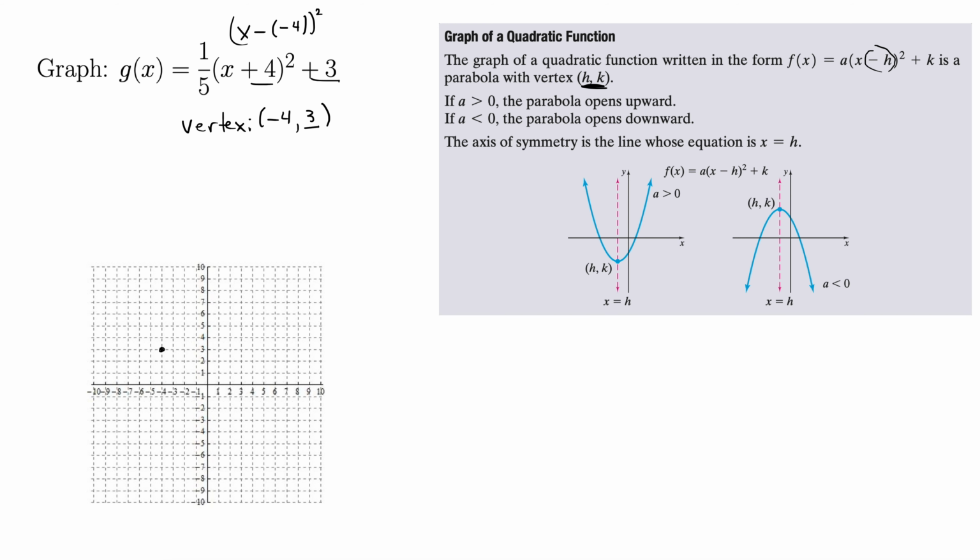All right, now let's figure out if it opens up or down. Well, 1/5 is positive, so this opens up. Additionally, since the absolute value of 1/5 in this case is just 1/5, but that's less than 1, that's going to be wide. So it opens up and it's going to be wide.